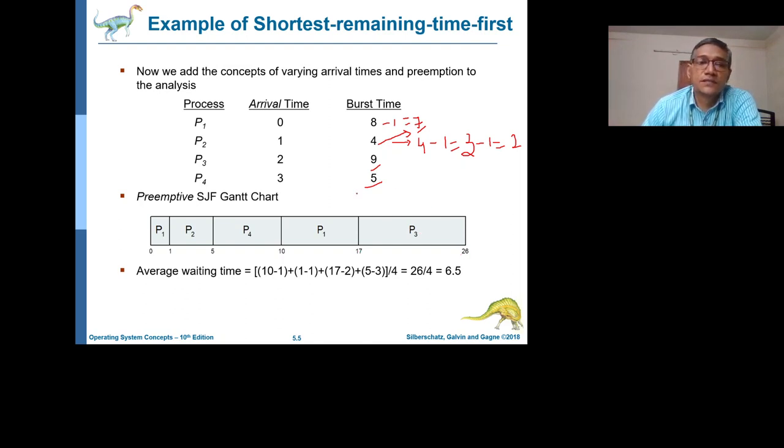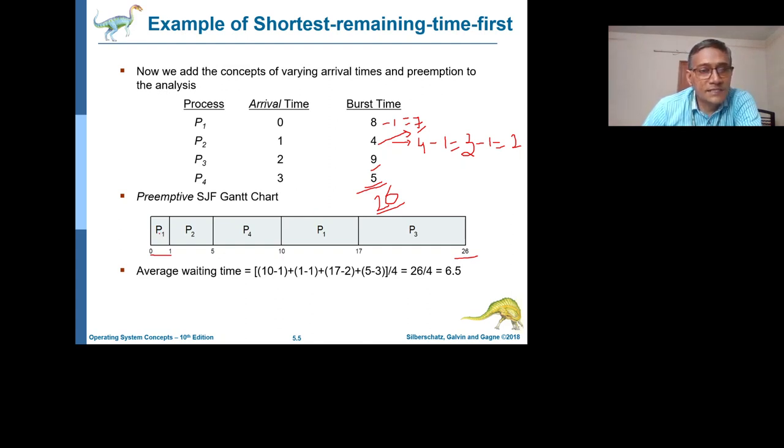So as always, when you add all these burst times, 8 plus 4 is 12, 9 plus 12 is 21, 21 plus 5 is 26. So our Gantt chart is also completed at time 26. Right. Now it is very important to calculate the waiting time. So what will be the waiting time of P1? It is very important, because P1 already executed for 1 millisecond here, right?